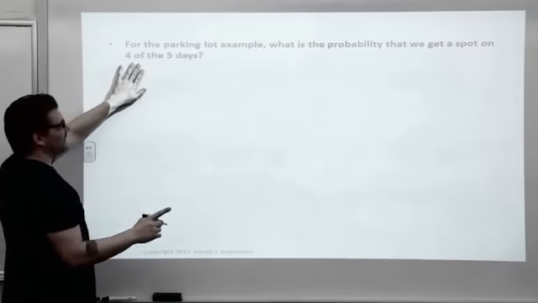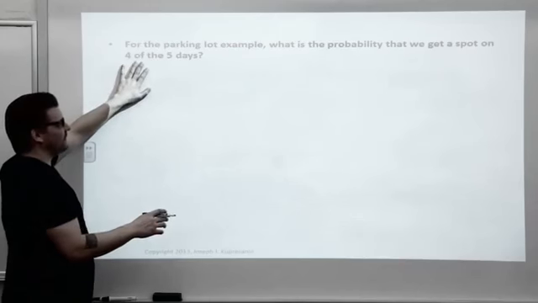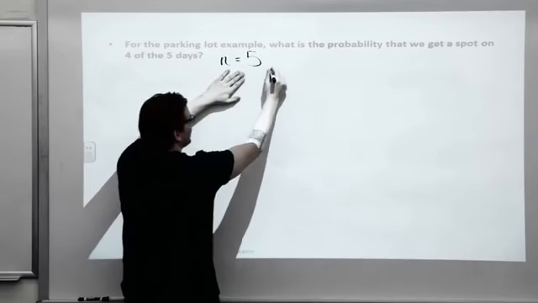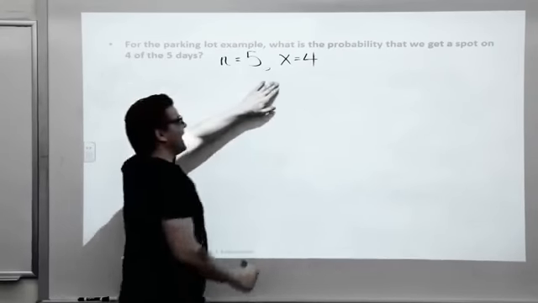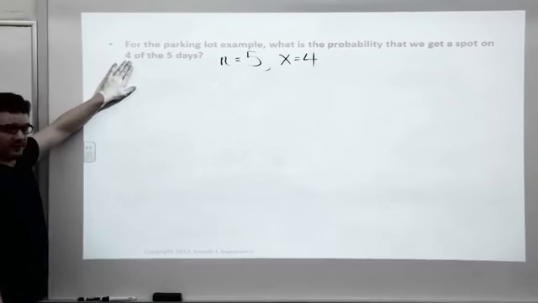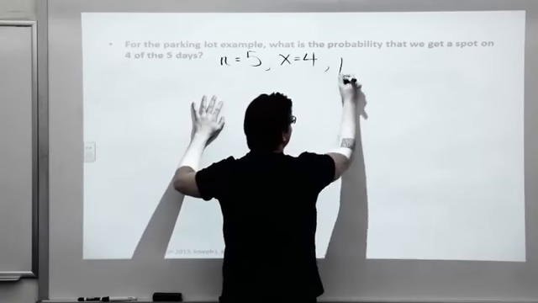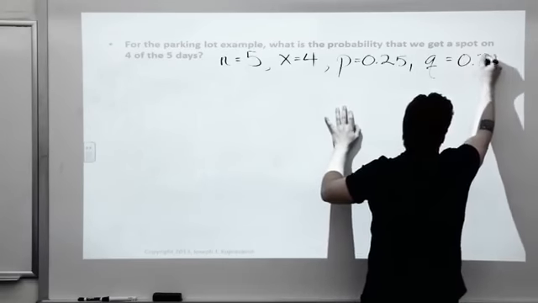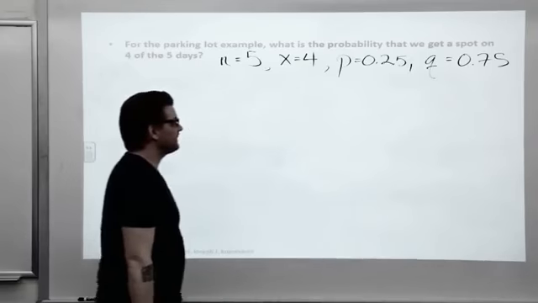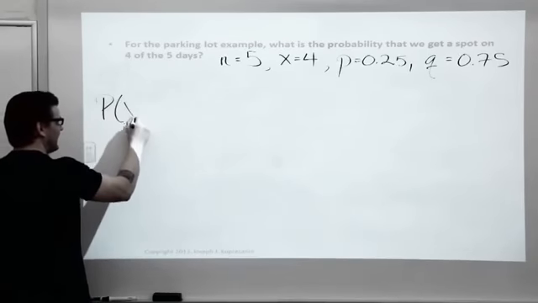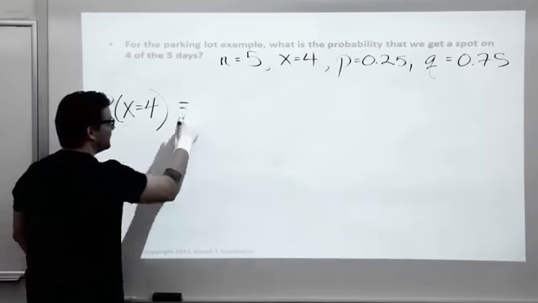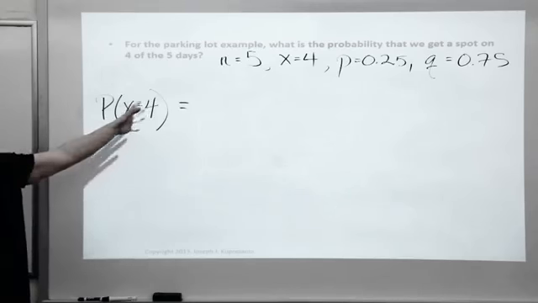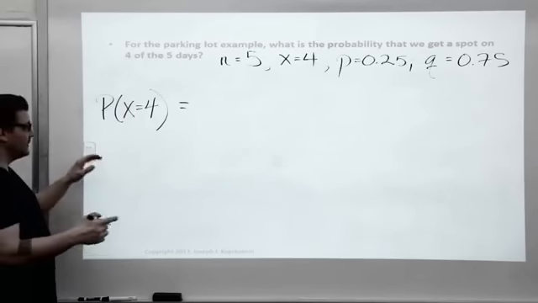For the parking lot example, what's the probability that we get a spot 4 of the 5 days? I like to make a little list here. My n is 5 days. This time x is 4. We'd like to get a spot on 4 of the 5 days. For this whole problem, p is always equal to 0.25, and q is always equal to 0.75. Here's the formula. Probability x equals 4. You've got the formula in letters and symbols 1 page back. I'm just going right to numbers because you can just flip your page or rewind the video, so to save some space.